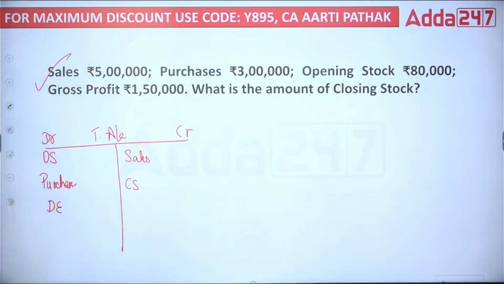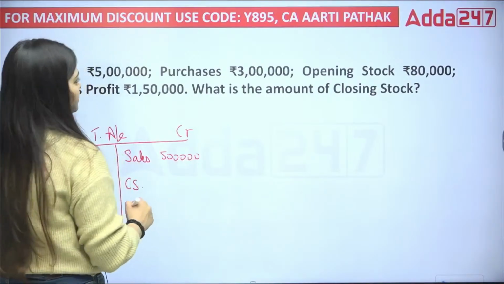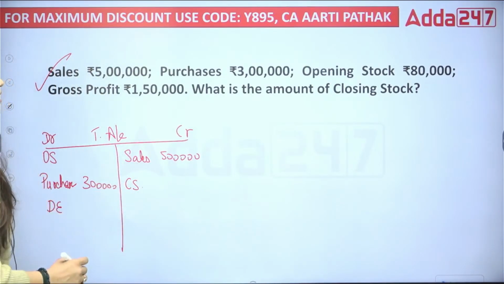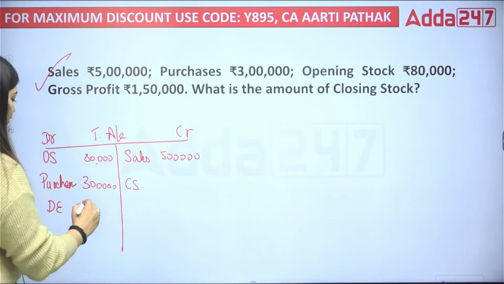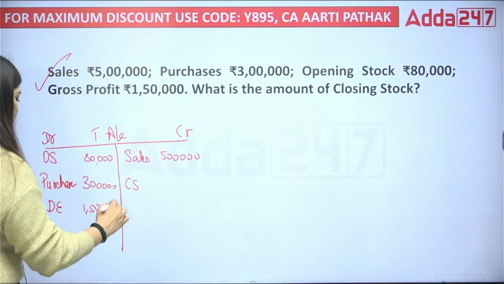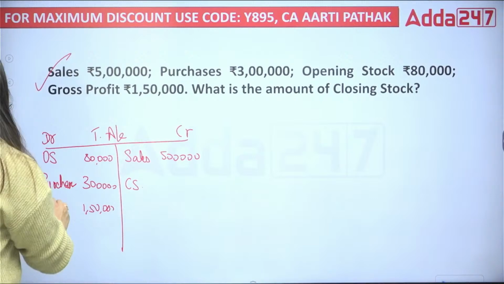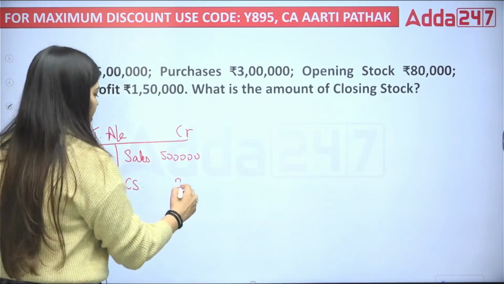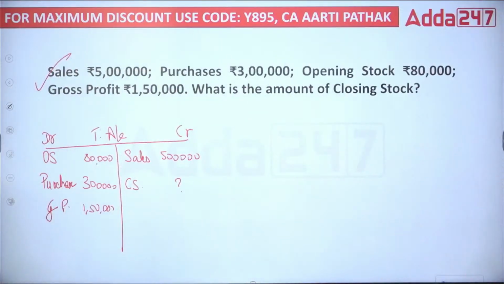Okay, so if I write over here, 5 lakh sales, purchases 3 lakhs, opening stock 80,000, gross profit they are giving 1,50,000. They are not giving any direct expenses, so let me remove it and write over here gross profit. And what is the missing data? That is the closing stock. Please try it once. Let's see whether you can calculate it or not.